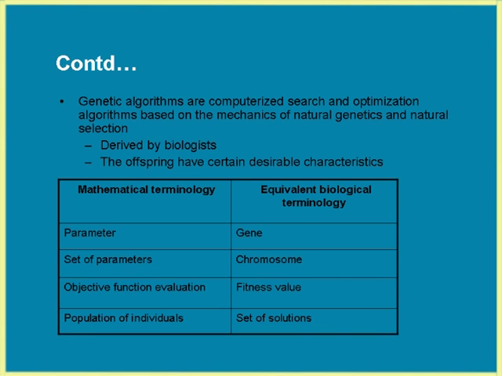So genetic algorithms are computerized search and optimization algorithms based on natural genetics and natural selection, and these are some of the common terms between mathematical terminology and its equivalent biological terminology. A parameter in mathematics is equal to a gene in GA, and a set of parameters we call a chromosome. Here it is an objective function, there it is a fitness function. The population of individuals is the set of solutions. This is just a comparison; there are a large number of comparisons.